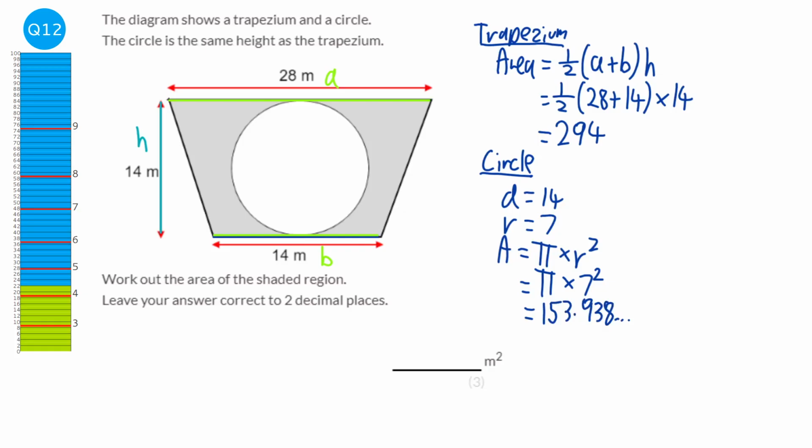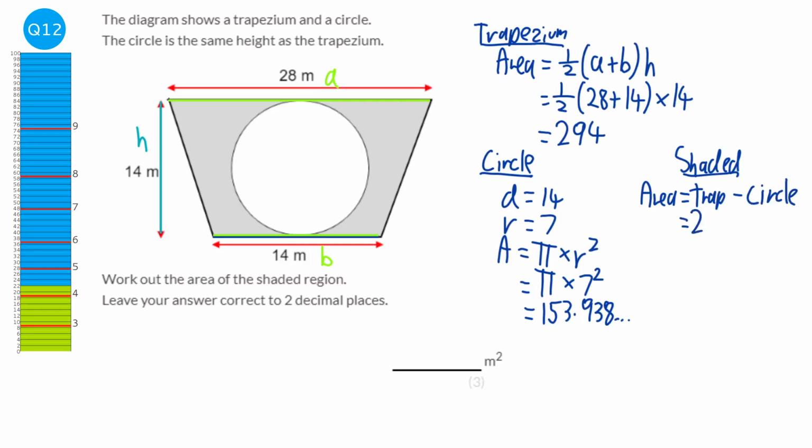153.938 and so on. Now keep that in my calculator, because next thing we'll do is the shaded area part. And it says we want to work out the area of the shaded region. So the area will be the total area, which will be the trapezium, take away the area that we don't want, which is this bit here, which will be the circle.